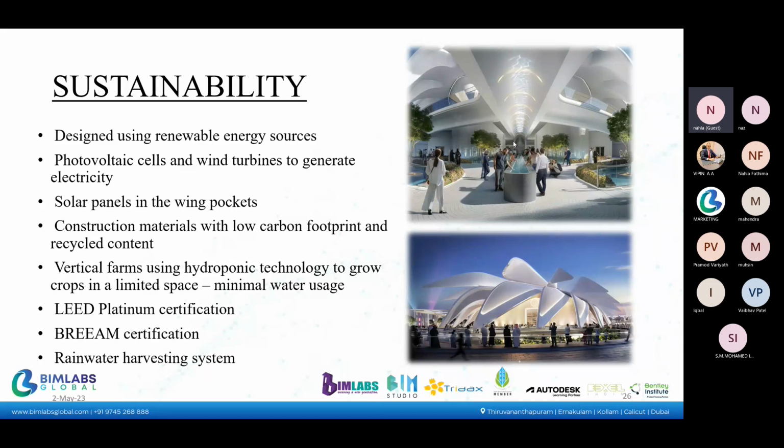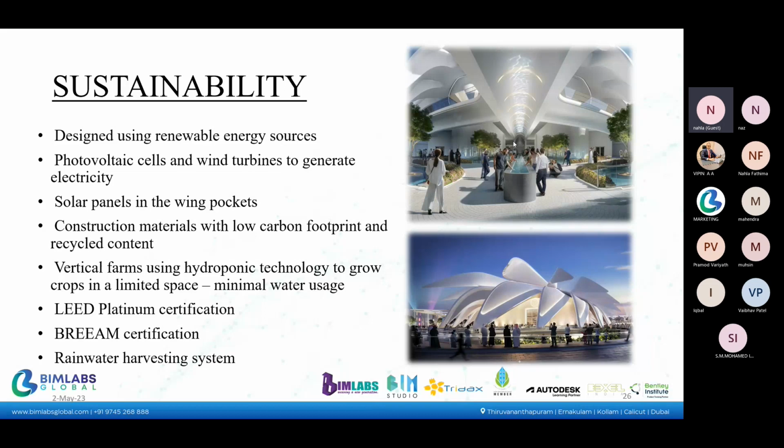And there were solar panels in the wing pockets. I told you about that. Then there was this vertical farming system, that is, vertical farms using hydroponic technology. So hydroponic technology means growing plants in a limited space with minimal water usage.